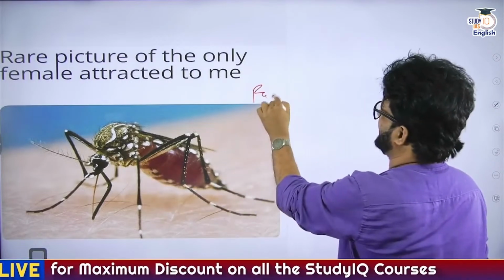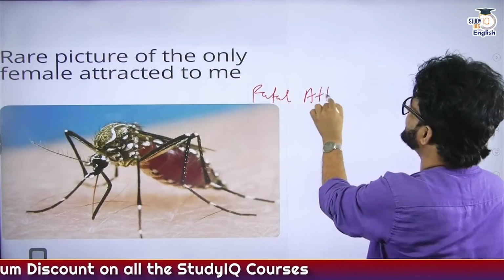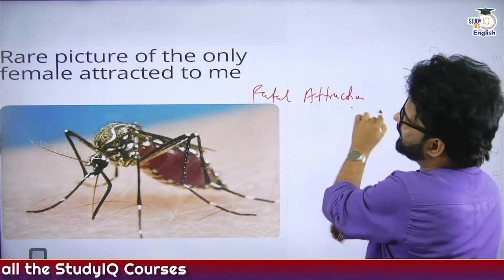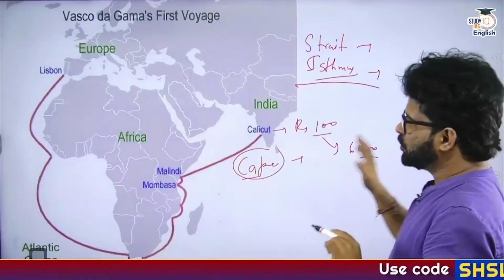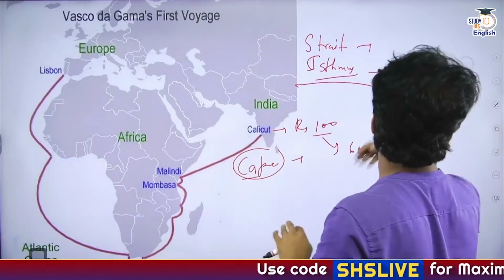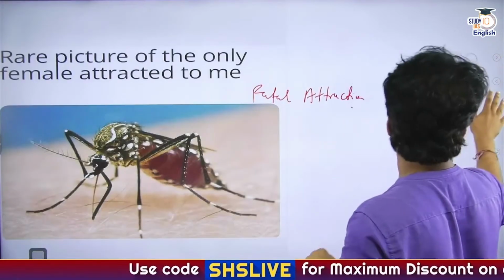Oh my God. This is so stupid. Fatal attraction. So rare picture of the only female attracted to me. And again, don't take it as a joke. Female Anopheles mosquito, this malaria which we are talking about.